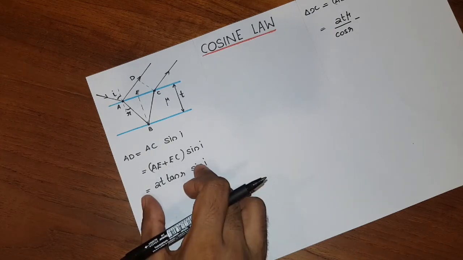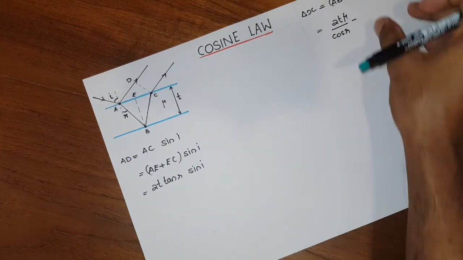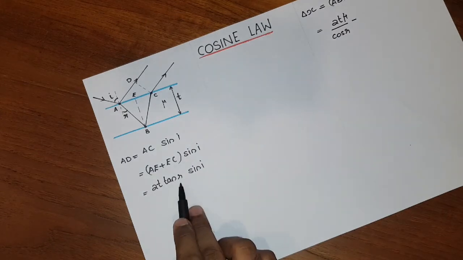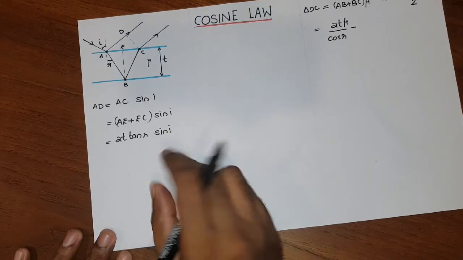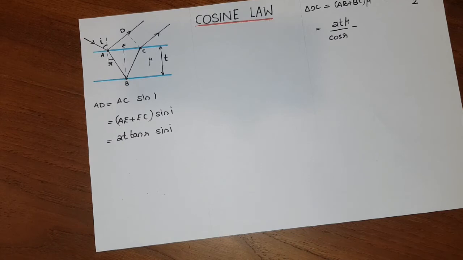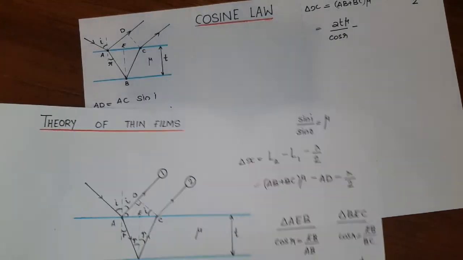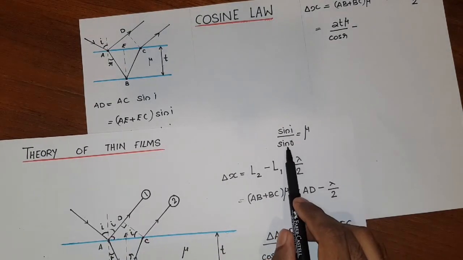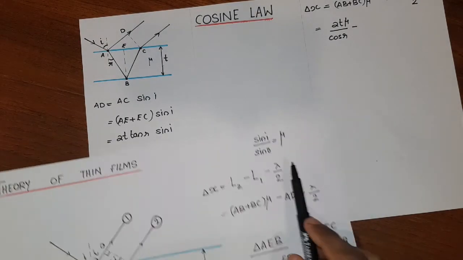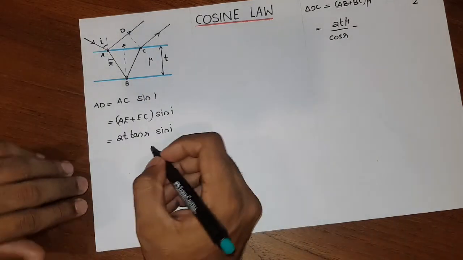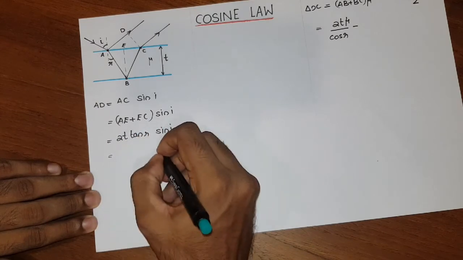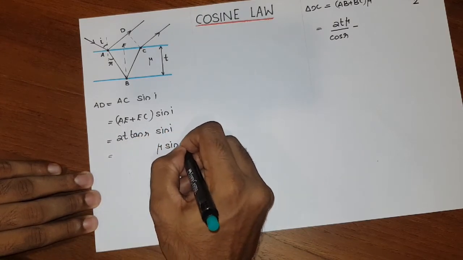So before taking this value into this equation, one of them is in terms of R and the other one is in terms of I. So is there some adjustment which we can do so that we can make this term in terms of R? Yes, we know Snell's law. We applied Snell's law earlier. We know that sin I by sin R is equal to mu. Then what about sin I? Sin I will be equal to mu times sin R. So sin I can be rewritten as mu times sin R.